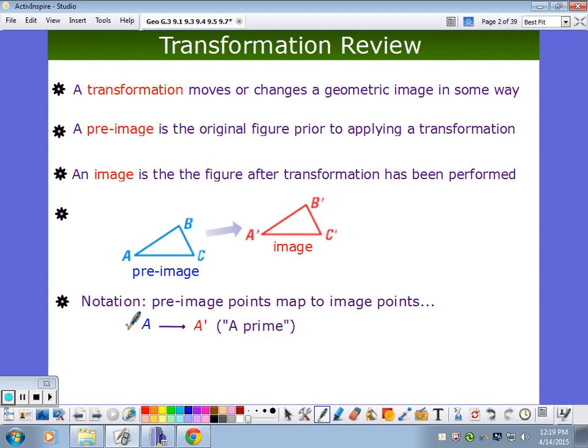We're going to use this prime notation. So A, that's the pre-image. When you perform a transformation on A, it becomes A prime. That's how you say that. B becomes B prime, and C becomes C prime. Let's say I did another transformation on this. We have two primes: A double prime, B double prime, C double prime. So we can differentiate which A you mean. If you just say A, that's your pre-image A. A prime is after one transformation, A double prime after two, and so forth. That's what the little notation means.